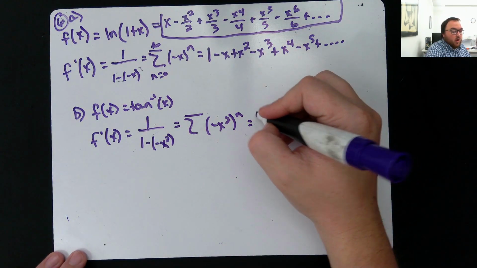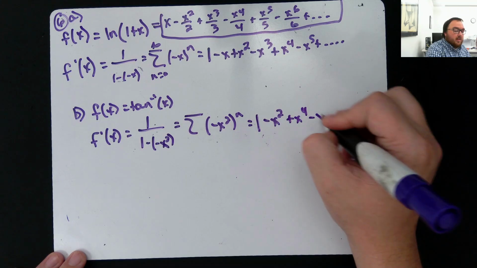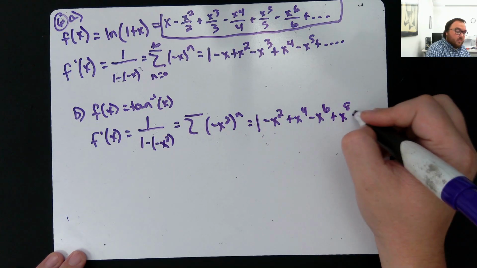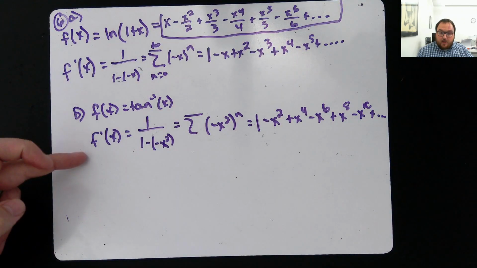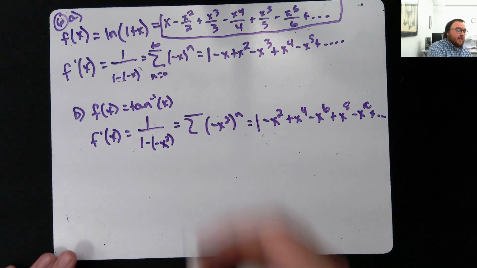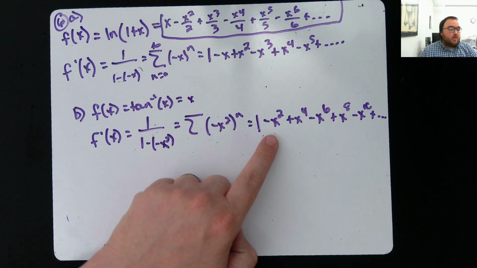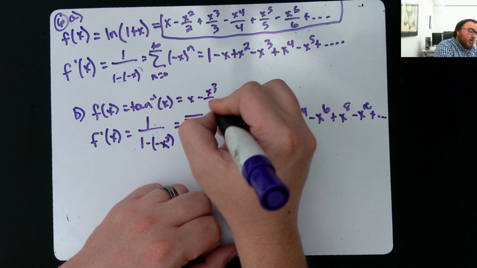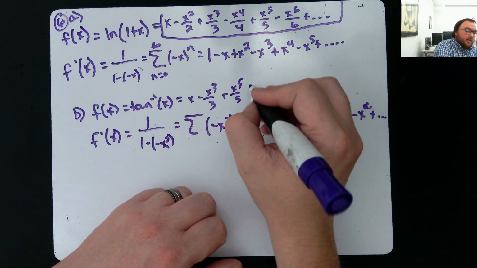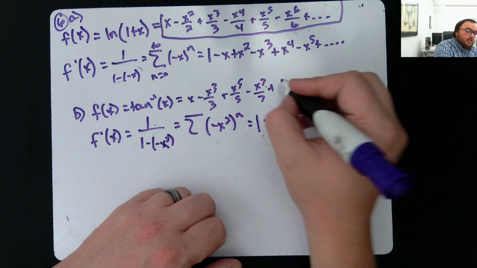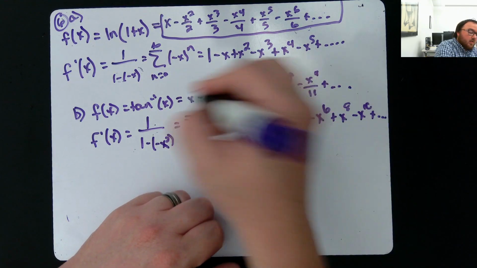Plugging in 0 gives me 1. Plugging in 1 gives me minus x squared. Plugging in 2 gives me plus x to the fourth. Continuing that pattern gives me that. So that's for the derivative. So now I got to go backwards, take the antiderivative. The antiderivative of 1 is x. Antiderivative of negative x squared is negative x cubed over 3. Antiderivative of x to the fourth is x to the fifth over 5. And continue on doing that. And there we go.